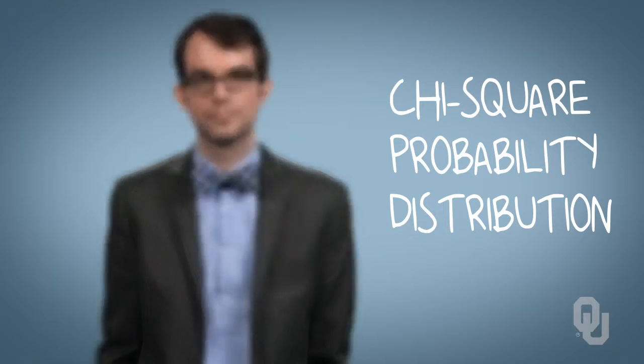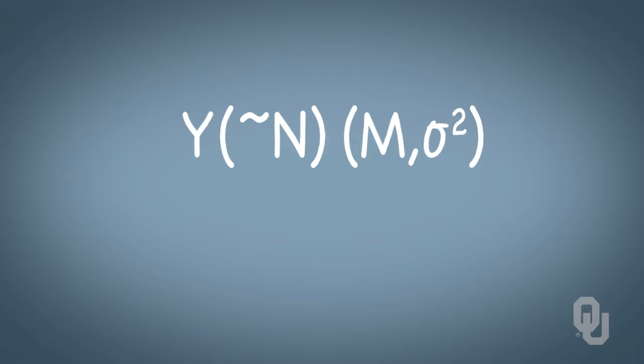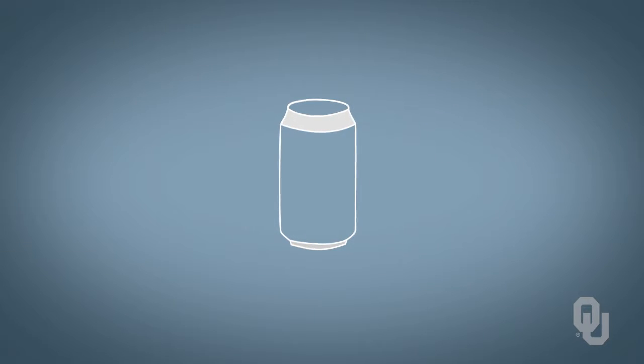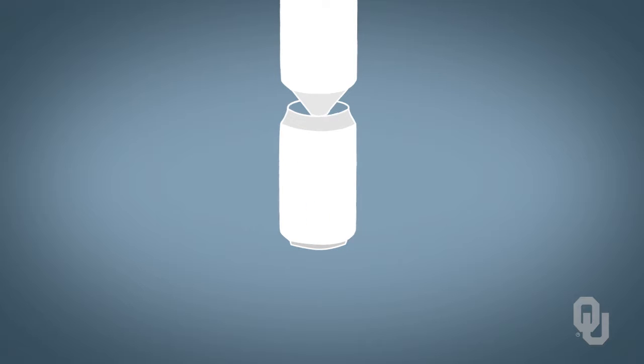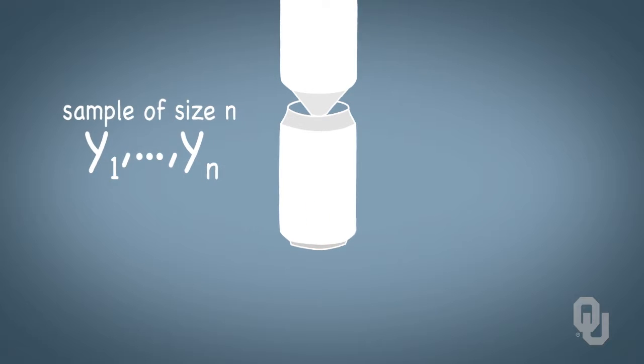Before we address confidence intervals for population variance and standard deviation, we must first get to know the chi-square probability distribution. Assume that we're interested in a quantity that is described with a random variable y, which follows a normal distribution with population variance sigma squared. For example, y could represent the weight of soda cans filled using a particular piece of bottling equipment. We pull a sample of size n, y1 through yn, from the population.